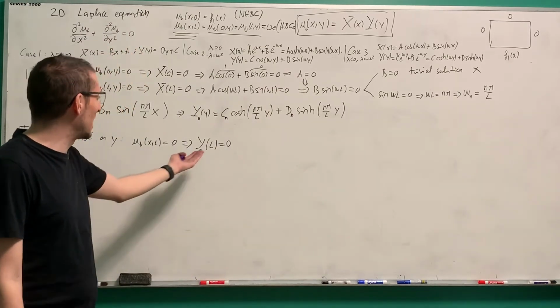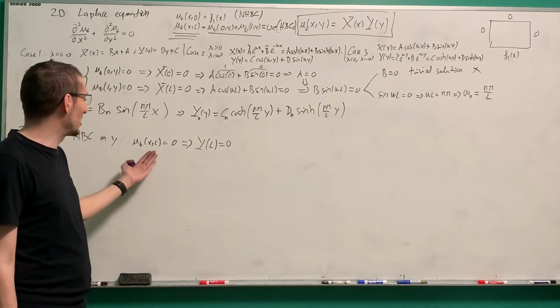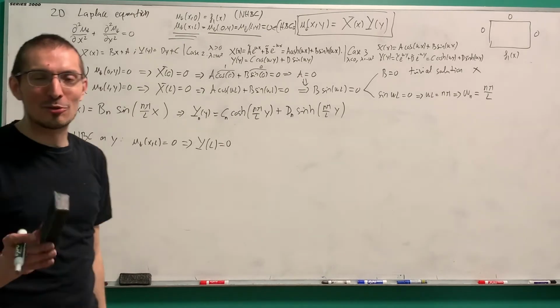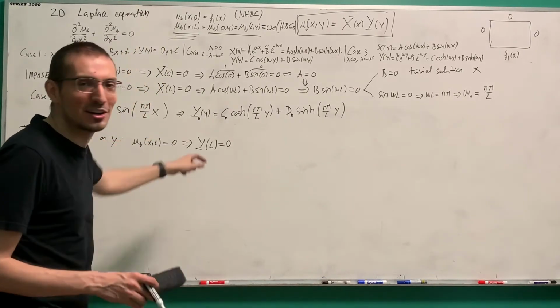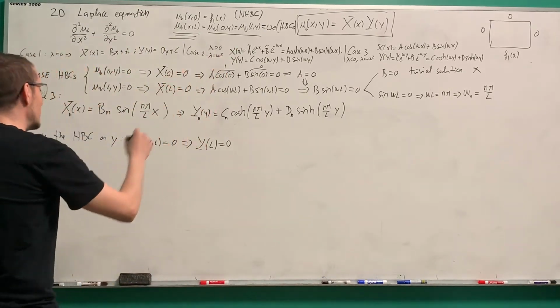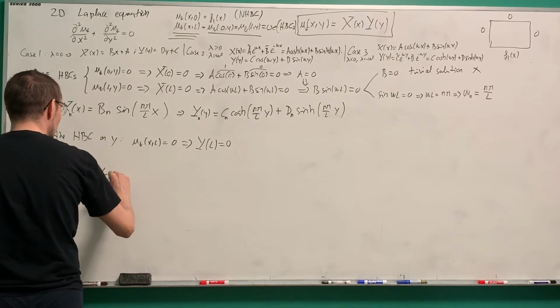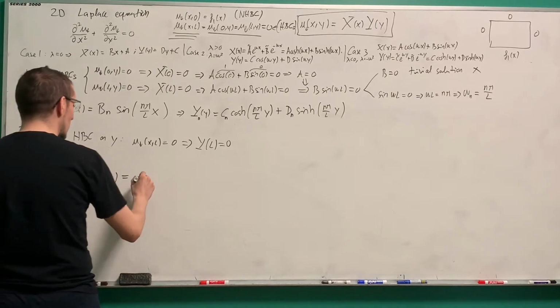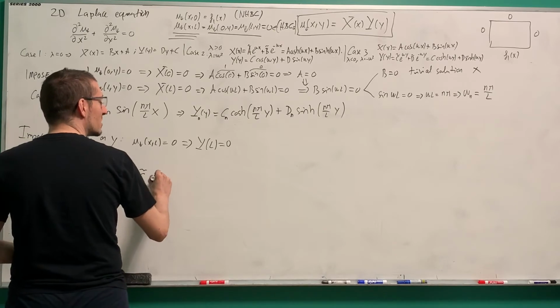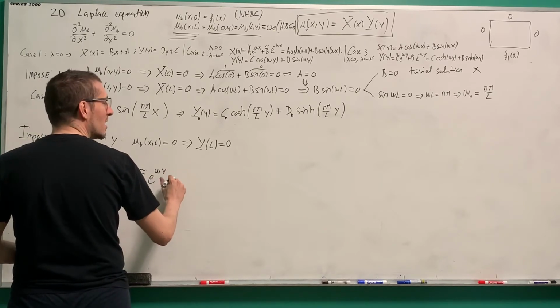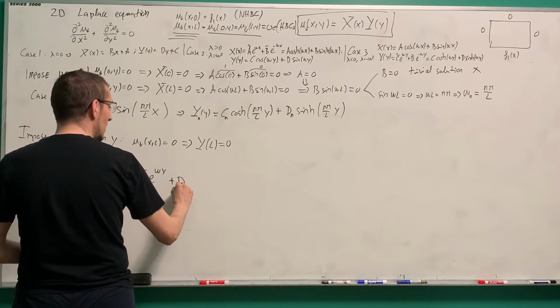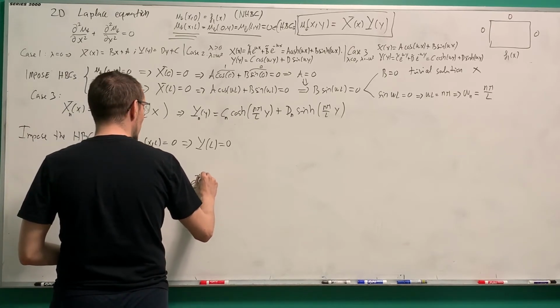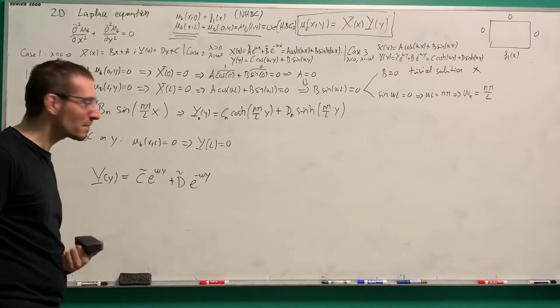But now you cannot do that because you don't have a condition on 0. So we're gonna do a little trick to impose the condition here in a nice way. Let's go back and see what y of y was in this case. Y of y was c tilde exponential of omega y plus d tilde exponential of minus omega y, right?